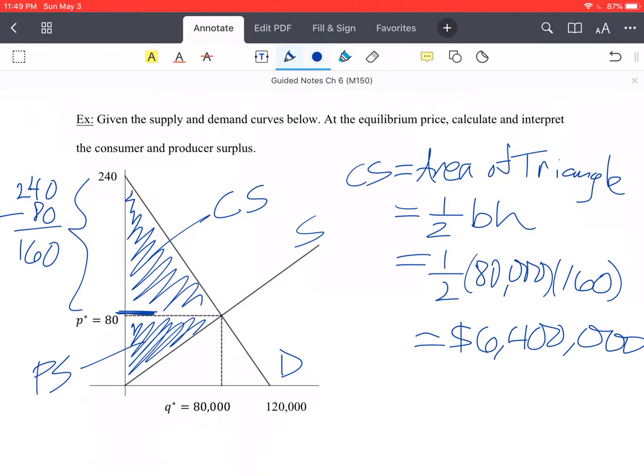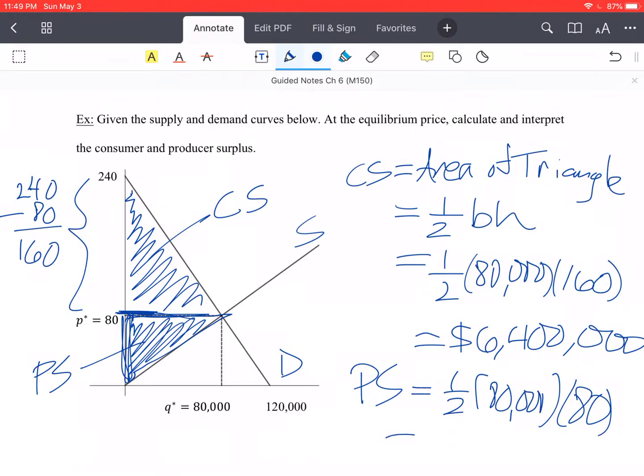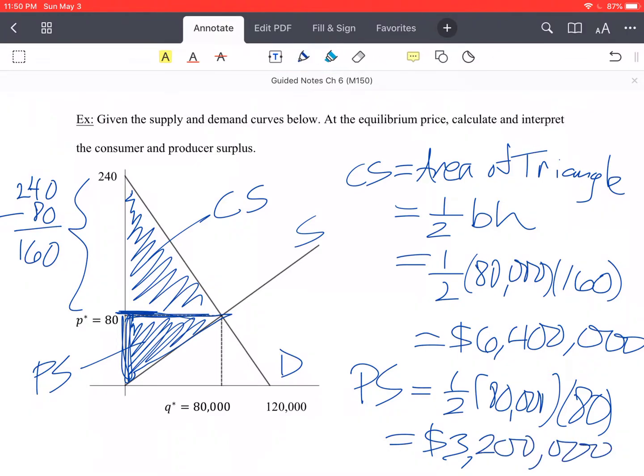Producer surplus is found similarly, so it's 1/2 base times height, right? The area of this triangle down here. So that's going to be 80,000 by 80 this time. So producer surplus is 1/2 times 80,000 by 80. So that's going to be 3.2 million. So it's half of the other. Okay. So now let's interpret.